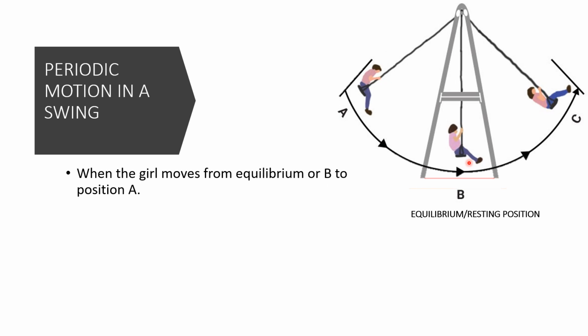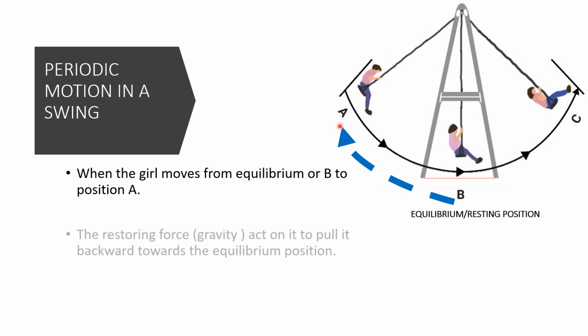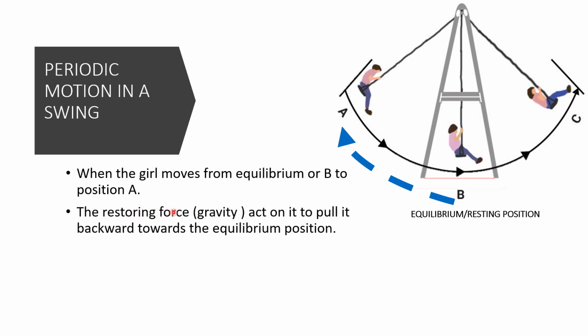So, when the girl moves from equilibrium B to position A, let's put an arrow. When this girl moves from the resting position going to position A, what will happen? The restoring force, in this case the force of gravity, acts on it to pull it backward towards the equilibrium position, which is true. When you are swinging, you experience that. From the equilibrium position, she moves here, then the force of gravity will move her back to the original equilibrium position. So that force of gravity in this case is the restoring force.